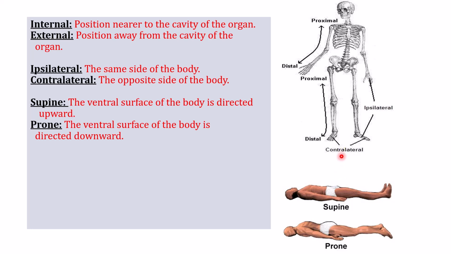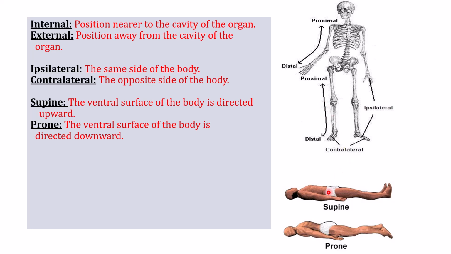Then ipsilateral and contralateral. What is ipsilateral? It is the same side of the body. For example, the right side will contain the right upper limb and the right lower limb. These two are ipsilateral. Here in this diagram it is shown. This is ipsilateral, left side. And contralateral means if we are talking about one side upper limb and the other side lower limb, that will be contralateral to one another.